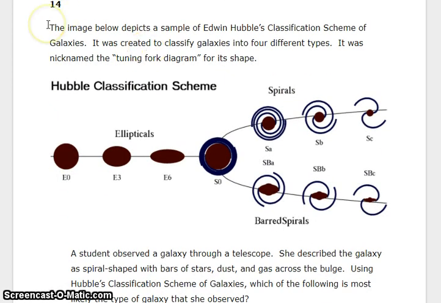Number 14. The image below depicts a sample of Edwin Hubble's classification scheme of galaxies. It was created to classify galaxies into 4 different types. It was nicknamed the tuning fork diagram for its shape. We have Hubble's classification scheme: ellipticals, spirals, barred spirals.